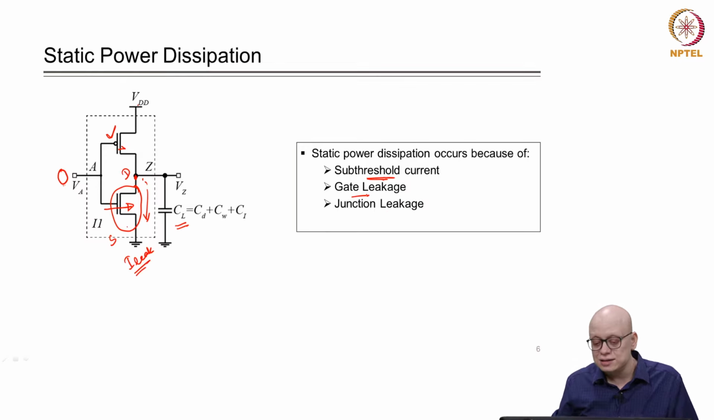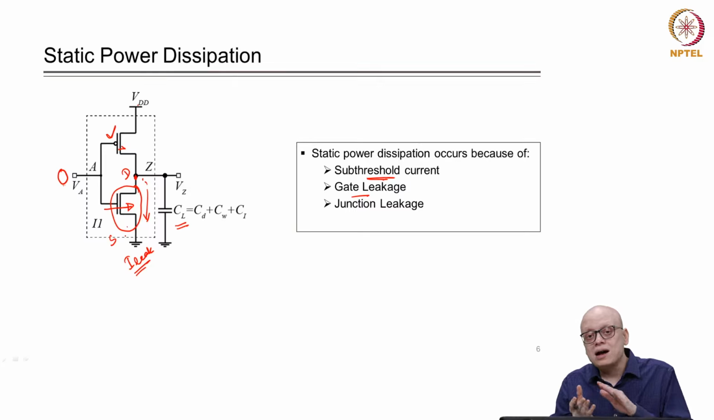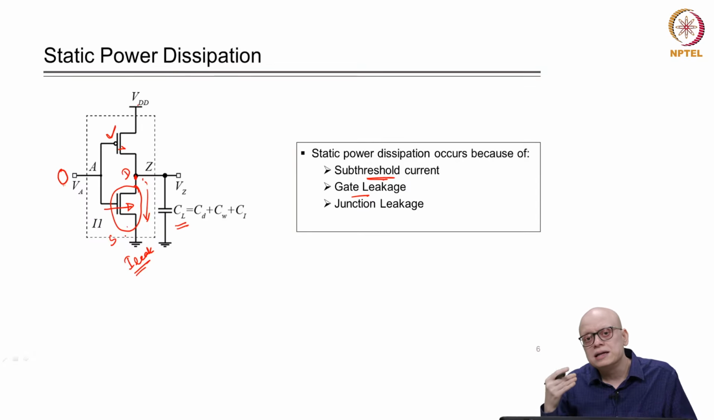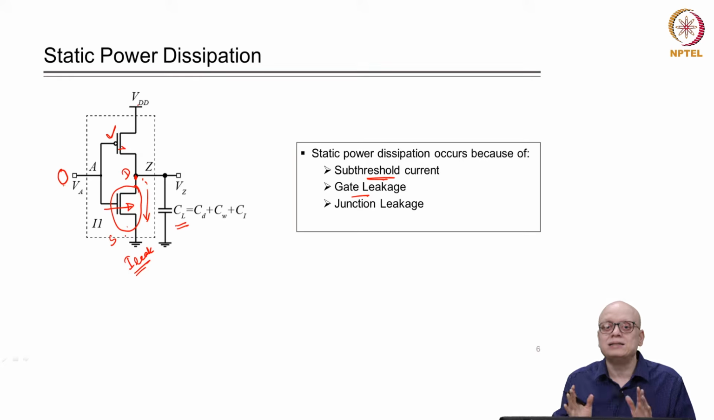And the third reason is the junction leakage. Within the transistor, there are junctions which are reverse bias junctions, and ideally the current in a reverse bias junction should be 0. But in a real PN junction, the reverse bias current is appreciable, maybe in pico amperes or say in nano amperes, but they exist, and they also contribute to the leakage current.